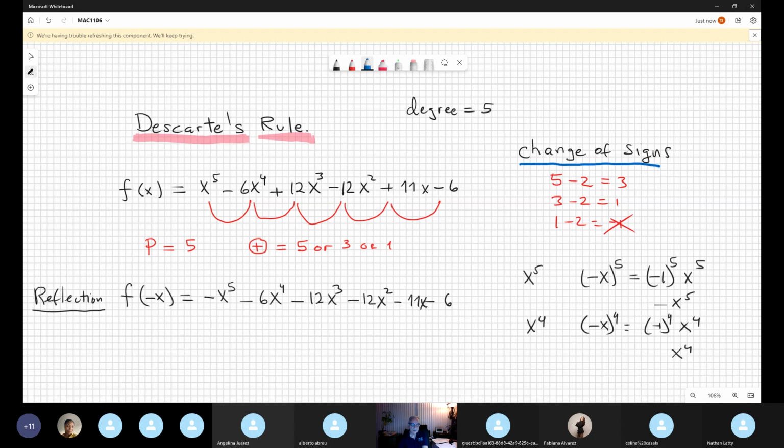This is a negative and it's a negative. Don't change the sign. It's flat. This is a negative, negative. Don't change the sign. Flat. Negative, negative, negative, negative, negative. Oh, so m is 0. That polynomial has no negative zeros. Only positive real zeros. Maybe 5, maybe 3, or maybe 1. I haven't finished. I asked you the equation.